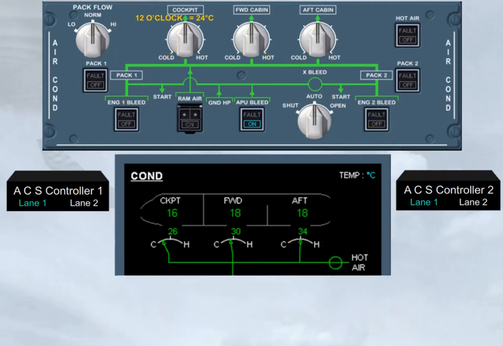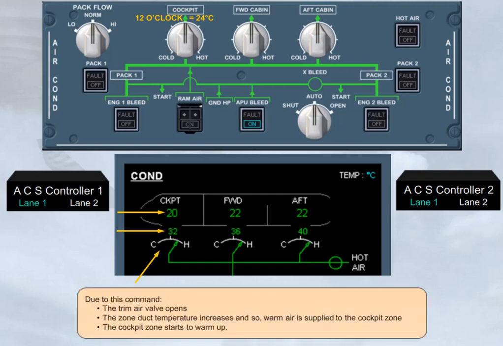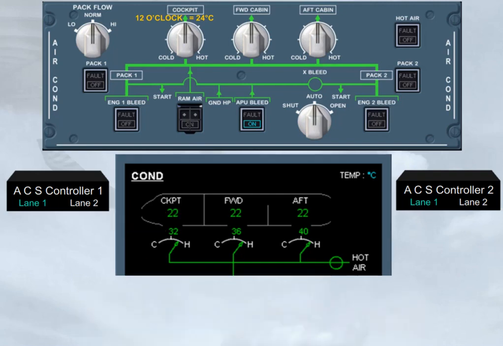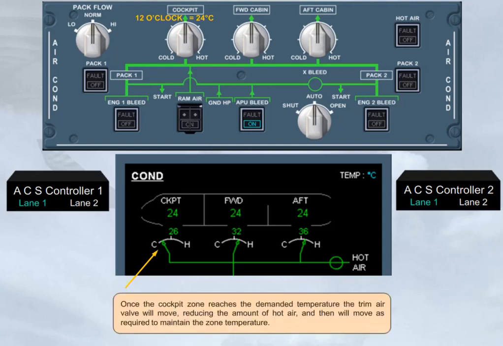Due to this command, the trim air valve opens. The zone duct temperature increases, and so warm air is supplied to the cockpit zone, and the cockpit zone starts to warm up. Once the cockpit zone reaches the demanded temperature, the trim air valve will move, reducing the amount of hot air, and then will move as required to maintain the zone temperature.